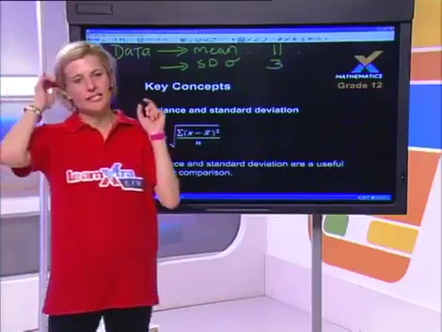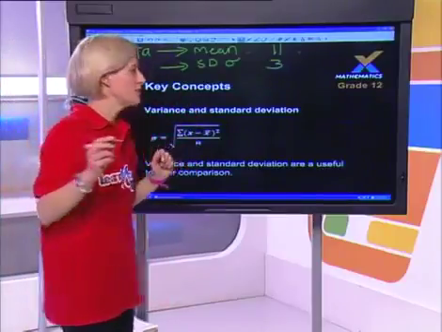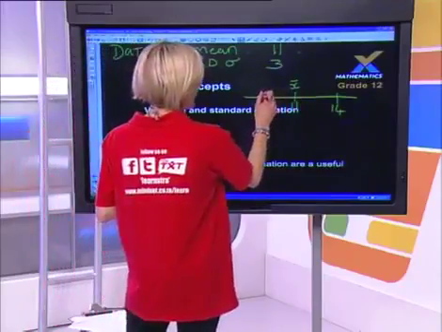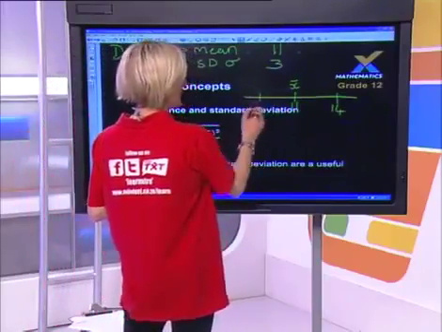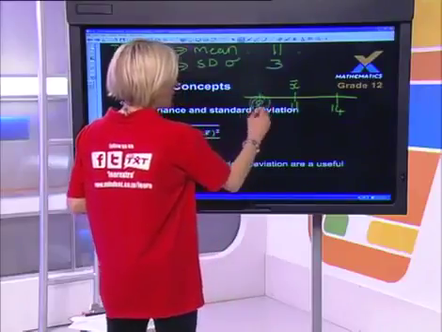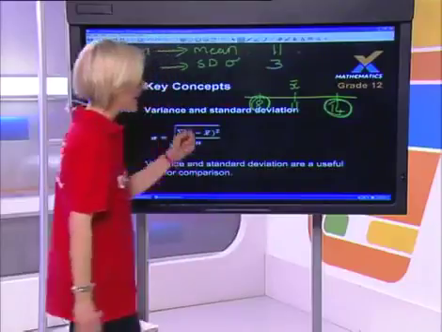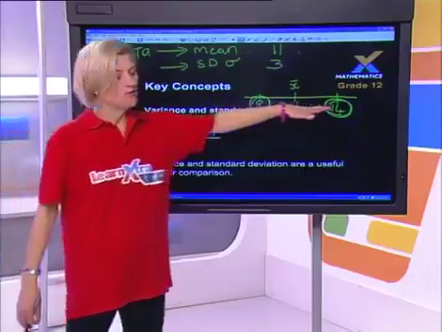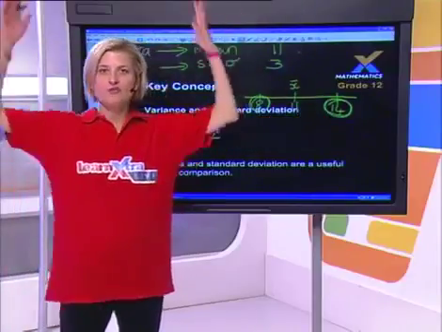So if they are asking us how many data pieces are within one standard deviation of the mean, you need to say, right, the mean is 11. One standard deviation up from the mean is 11 plus 3, so that's 14. One standard deviation down from the mean is 11 minus 3, which is 8. And Tsolofelo, what you then need to do is count how many of your data values fall between 8 and 14.